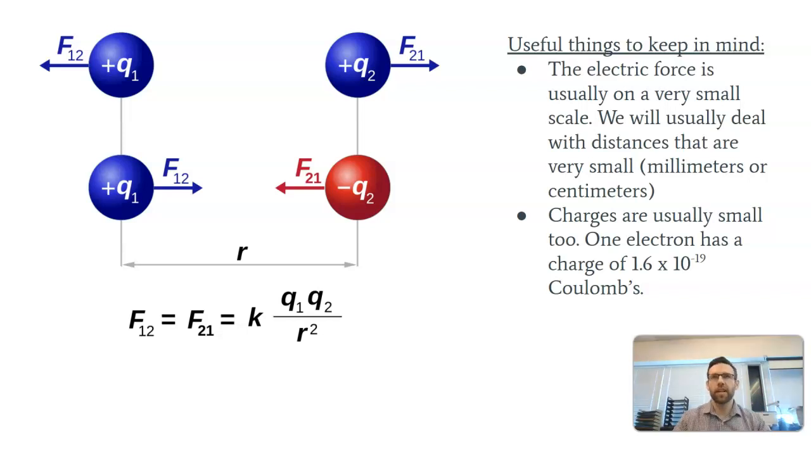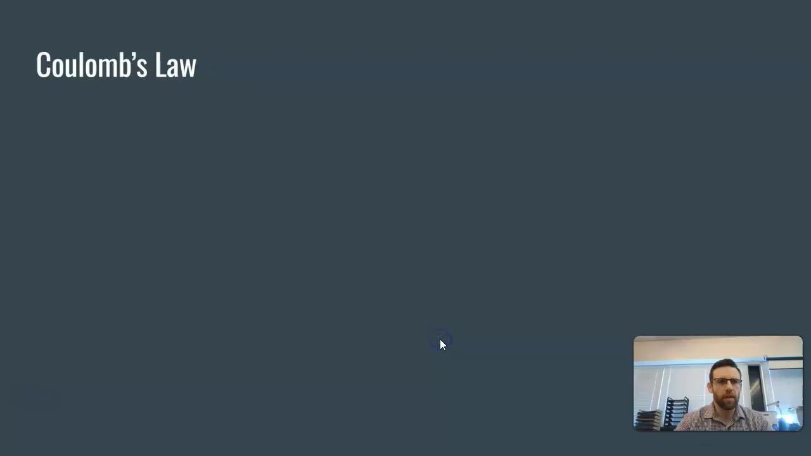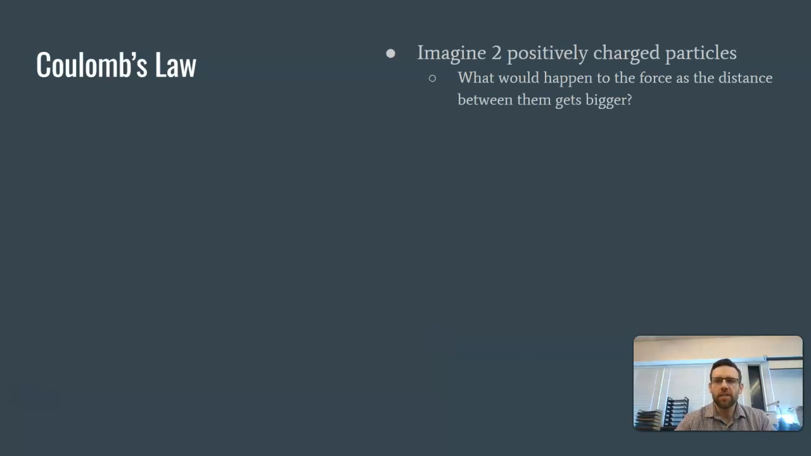Now, if you're familiar with scientific notation or exponents, you know that 10 to the negative 19th is ridiculously small. But when we deal with objects that have lots and lots of electrons, then the charge can reach a significant amount, but still very, very low numbers here. All right, so one thing I want you to imagine: two positively charged particles. What would happen to the force as the distance between them gets bigger?